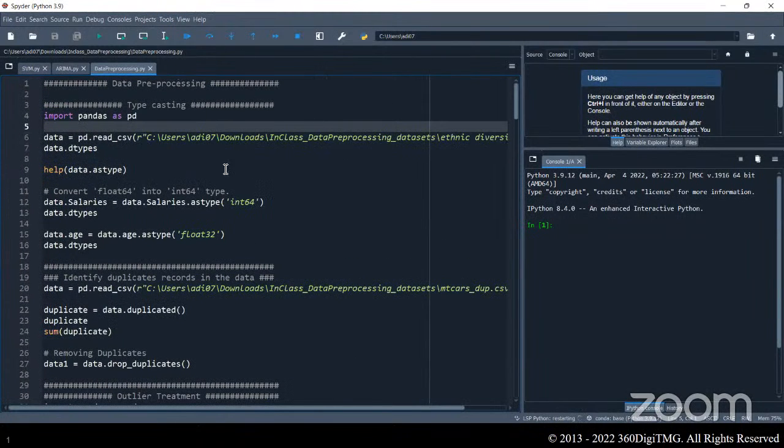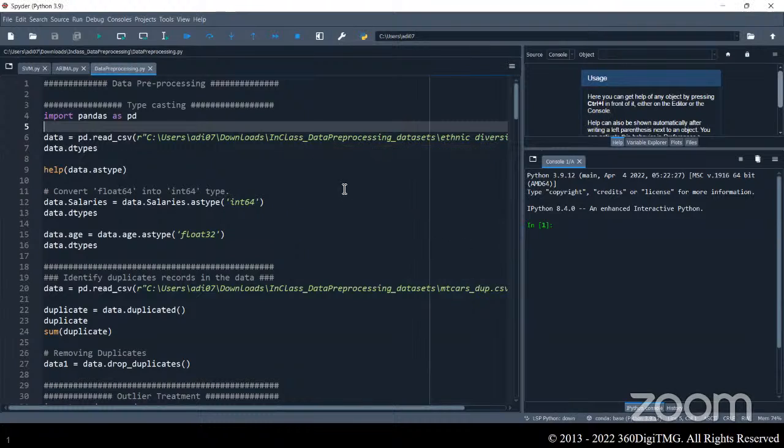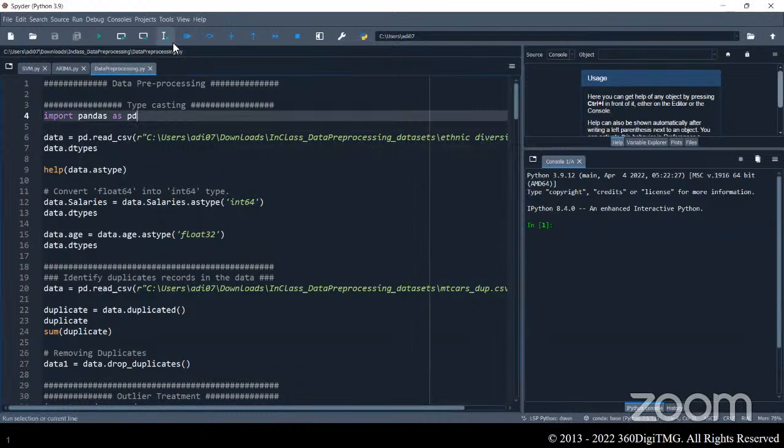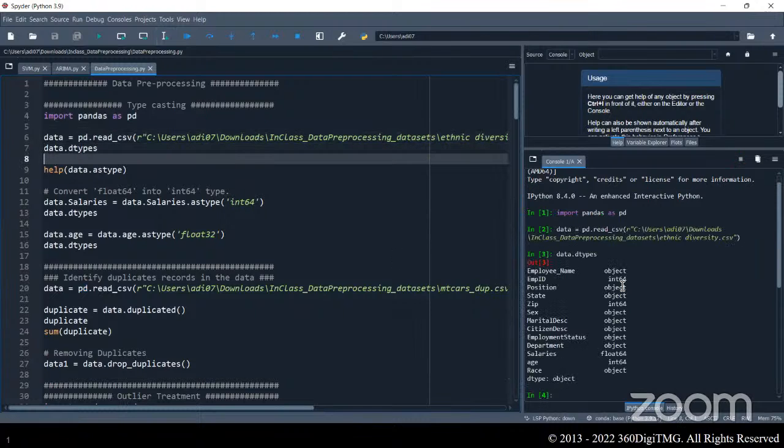So first thing we are taking a look at is data pre-processing. In data pre-processing, we are looking at typecasting. In typecasting, we are taking the data type of one variable and converting it to another form. So we load the data. Now here we can see the data types.